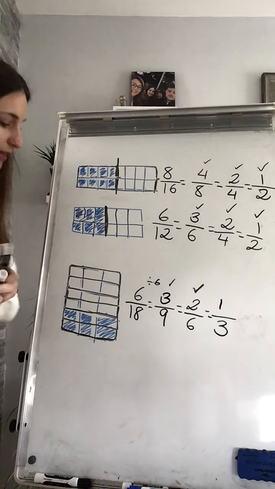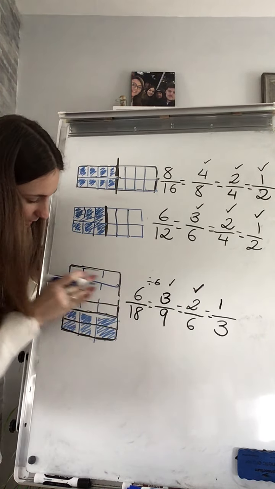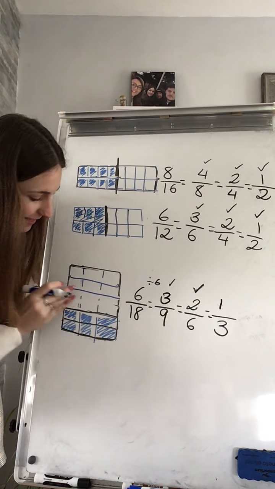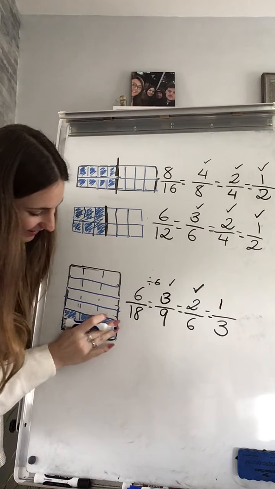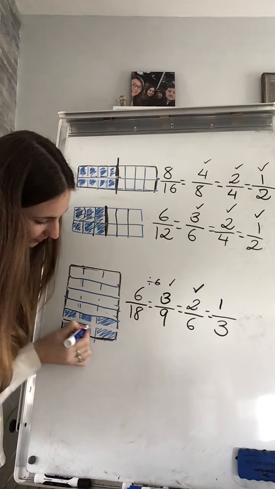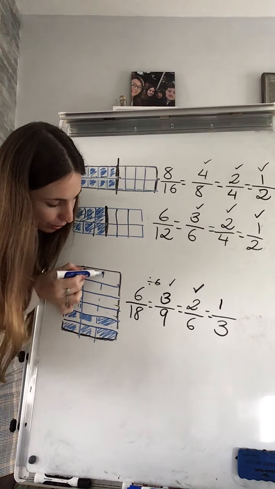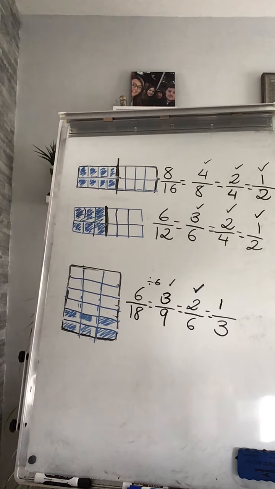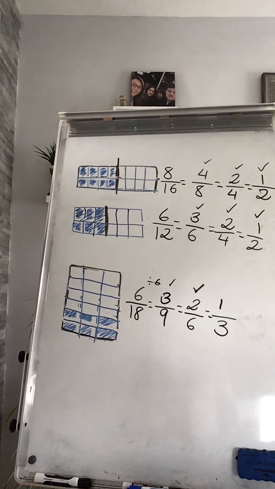Is there any way now? Bear with me, I'm going to just draw the lines again. This is starting to be even less equal each time, sorry. Let's just divide it this time into 3 equal parts. How can I do that? 1, 2, 3. Oh, easy, look at that.